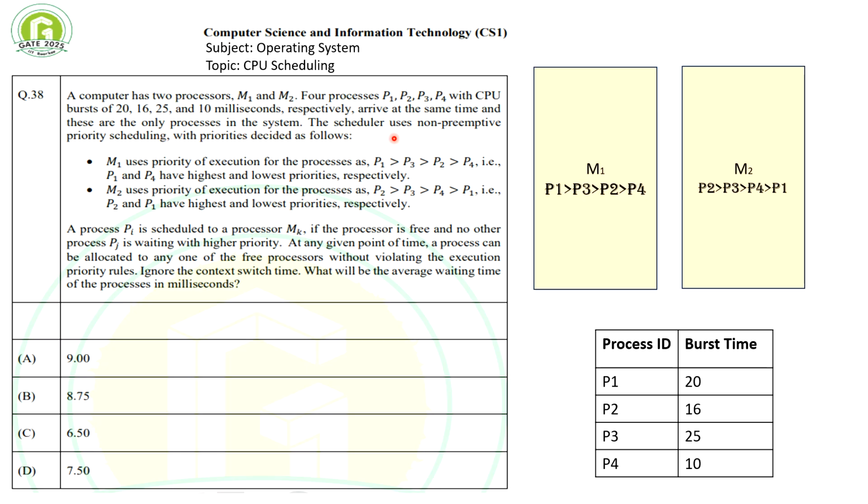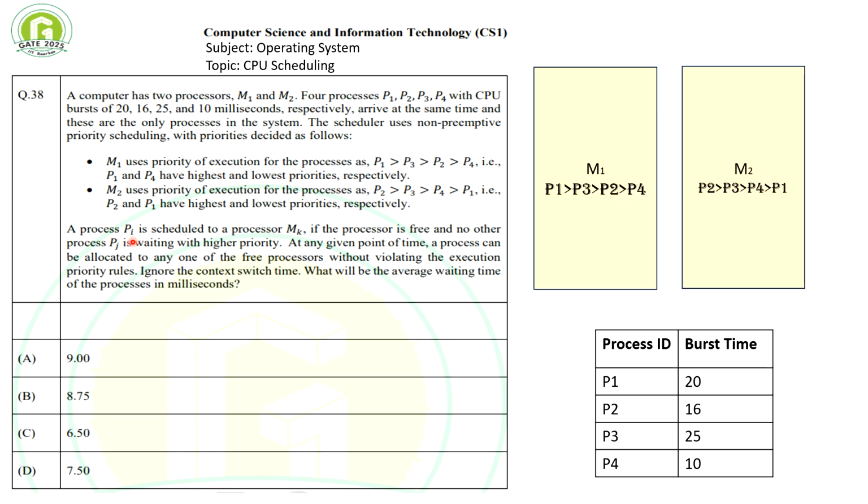The scheduler uses non-preemptive priority scheduling with priorities decided as follows. M1 uses priority of execution for the processes as P1 greater than P3 followed by P2 greater than P4. That is, P1 and P4 have highest and lowest priorities respectively. M2 uses priority of execution for the processes as P2 greater than P3 greater than P4 greater than P1, that is, P2 and P1 have highest and lowest priorities respectively.